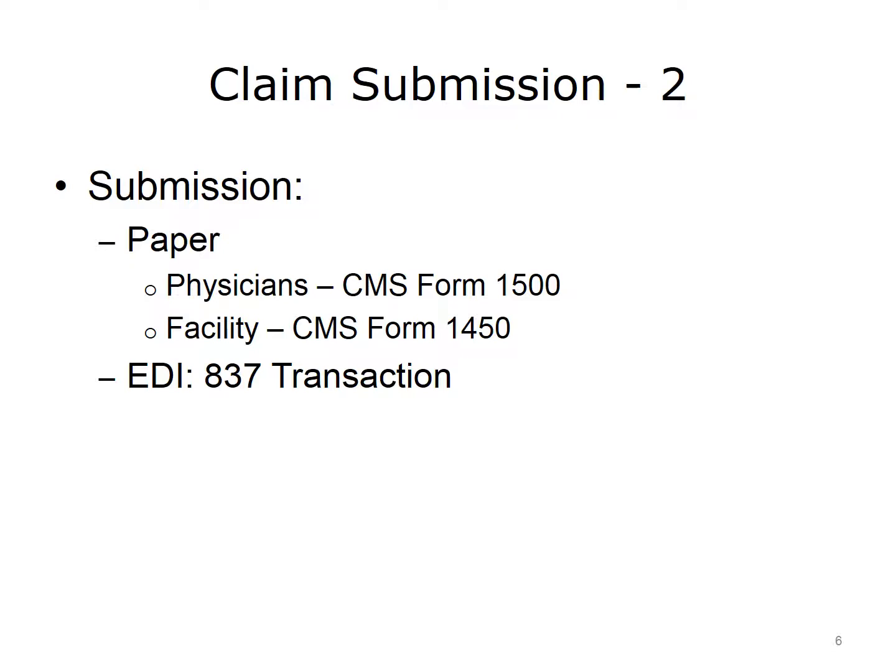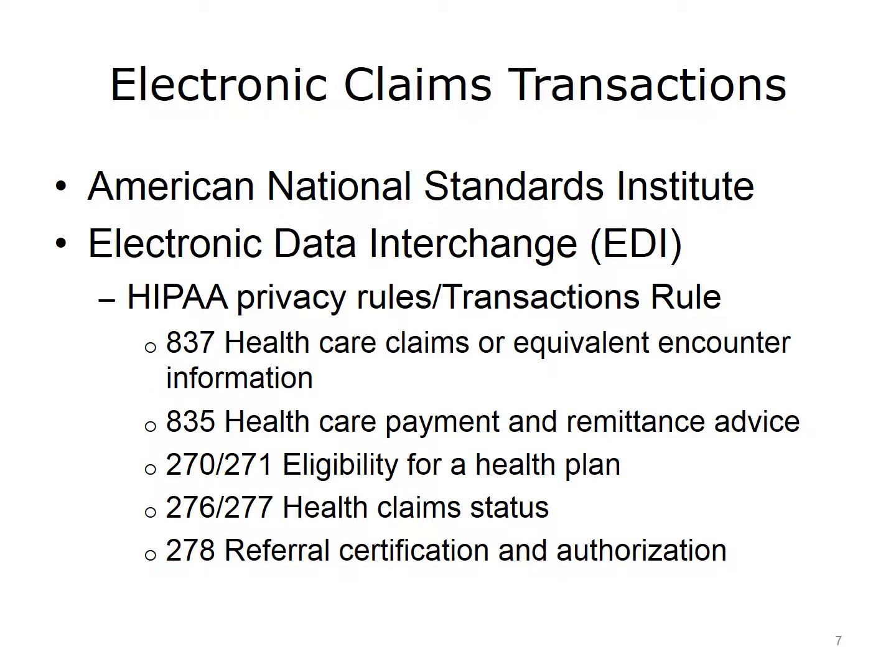The paper forms are called the CMS Form 1500 and CMS Form 1450 for physicians and institutions, respectively. Information submitted via an 837 transaction through an electronic data interchange, or EDI, electronically transmits the same information found on a paper claim. The American National Standards Institute, or ANSI, oversees the development of standards for products, services, processes, systems, and personnel in the U.S.